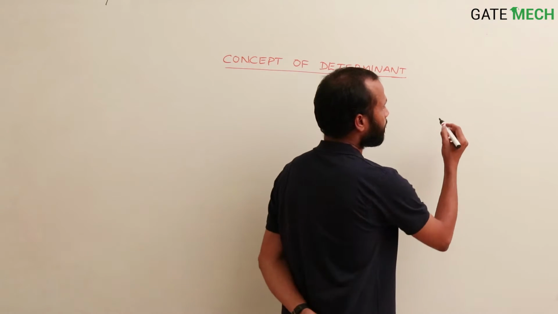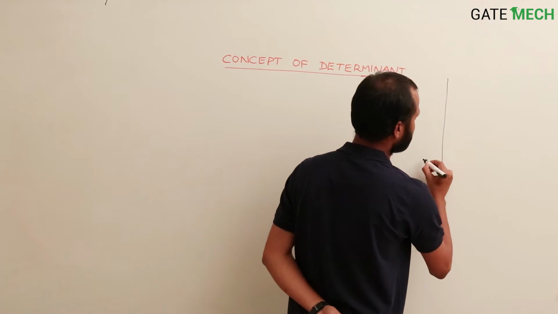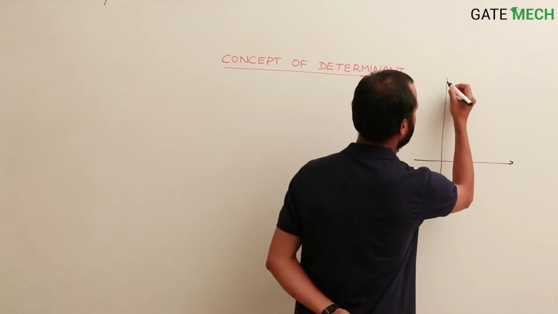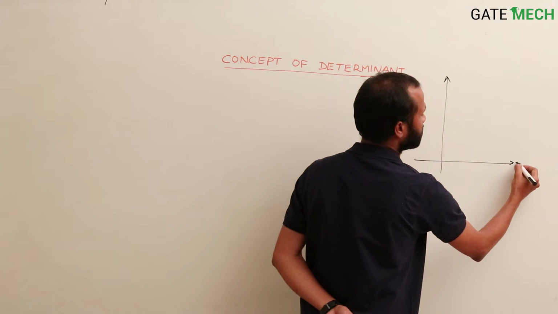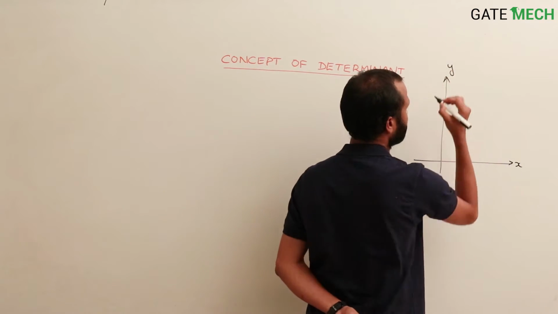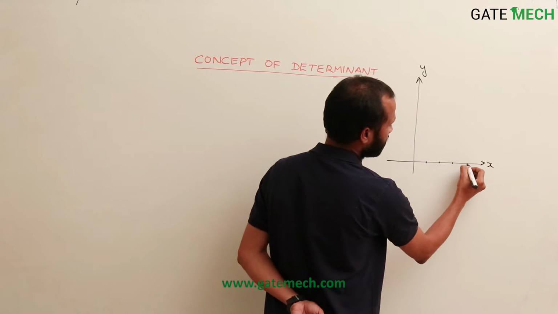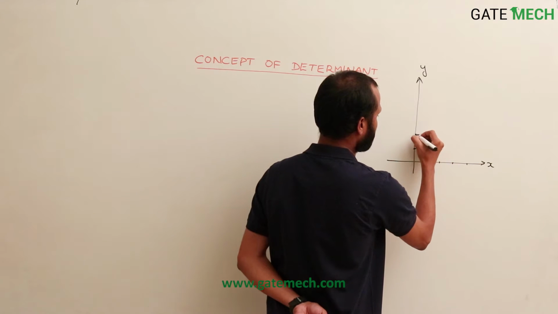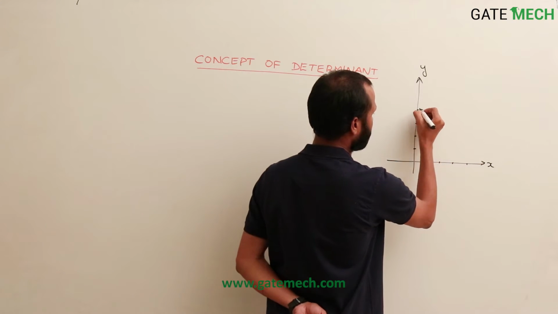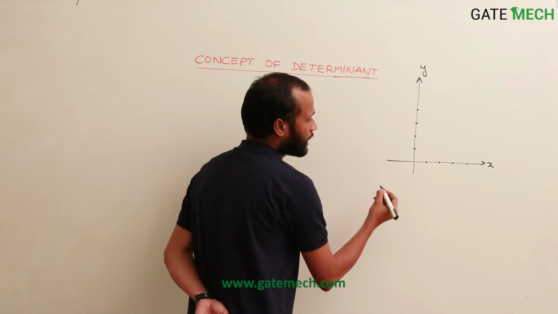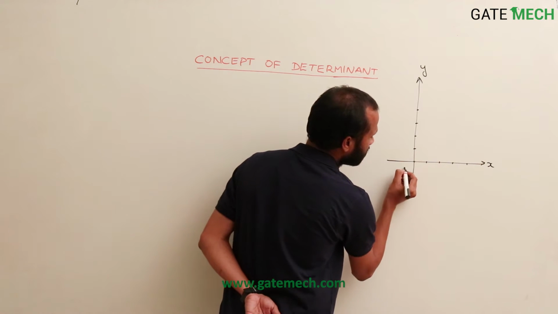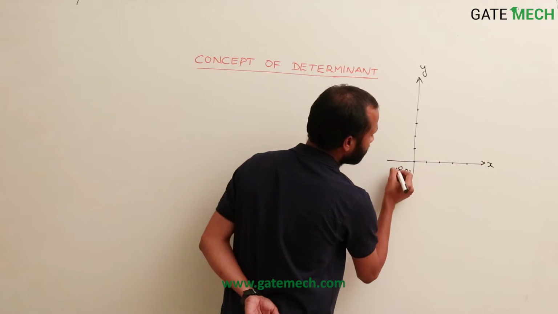I'll take here one small 2D coordinate system, where this is the positive x direction and this is the positive y direction. Say suppose this is 1 unit, 2nd unit, 3rd unit and 4th unit, on both axes. Okay, I'll take 4 points here. This is 0, 0, everybody knows it.